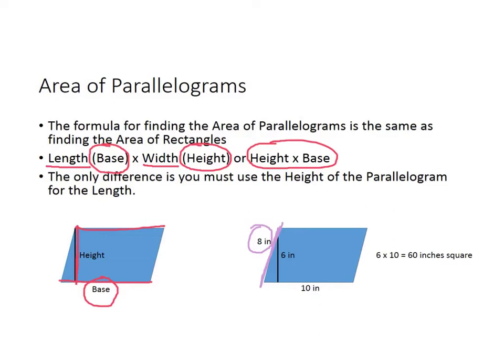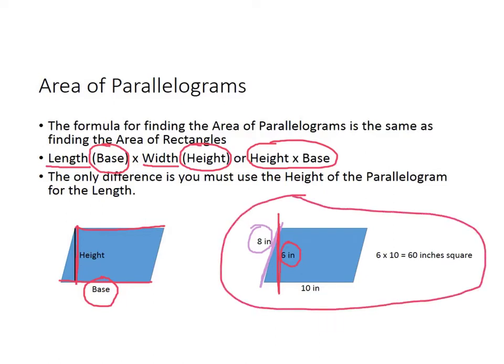So what we need to do is we're going to use the height, which in this case would be the 6 inches right here, because that goes from top to bottom. So that would be the height that we would use. So to find the area of this parallelogram, we were going to take the 6 inches times the 10 inches, and so the total area would be 60 square inches.